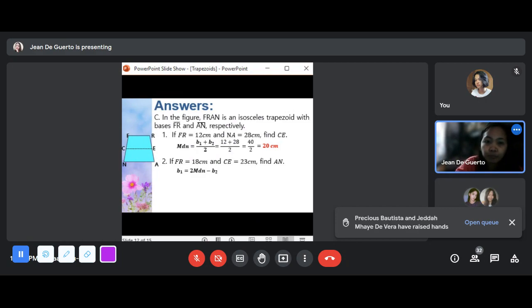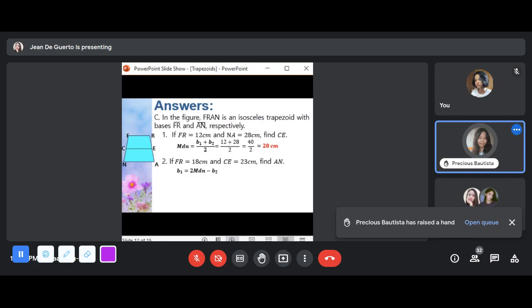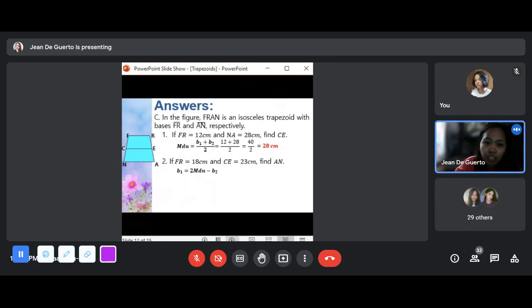Precious. 28 centimeters po. Okay, so check natin. Substitute natin. Palitan natin yung mga values. So, we have to copy 2. Tapos yung median natin, of course, is 23 minus 18, yung FR. Okay, so 2 times 23, 46 minus 18. We have 28 centimeters. Tama?